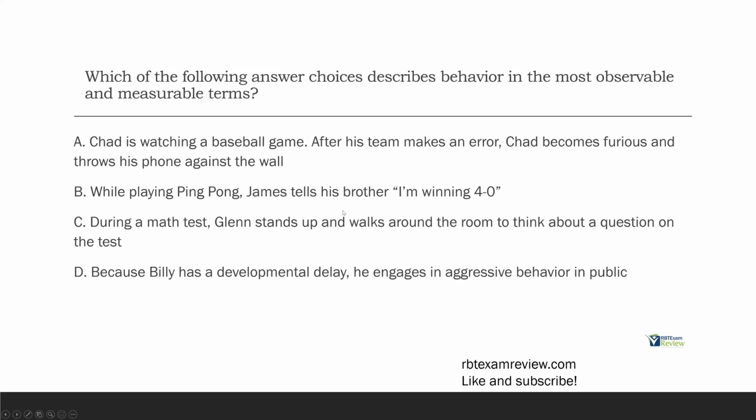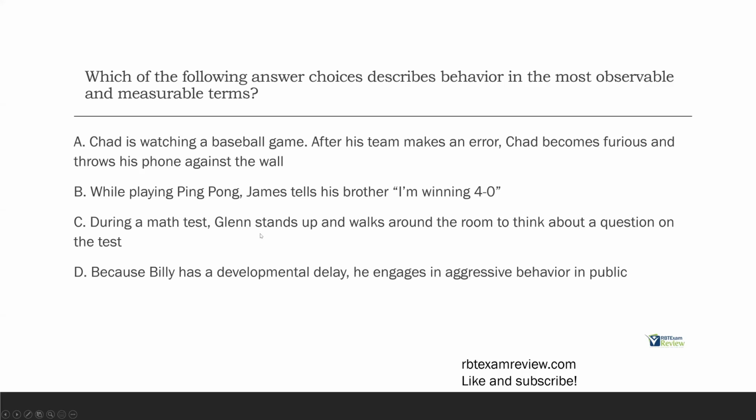If you can observe it, you can typically measure it, right? That's why those two things go hand in hand. B is better than A. C, during a math test, Glenn stands up and walks around the room to think about a question on the test. All right, so this is okay up until the part about thinking, right?